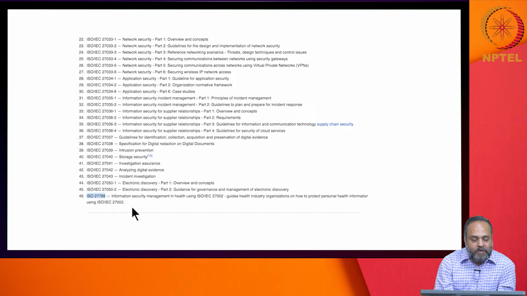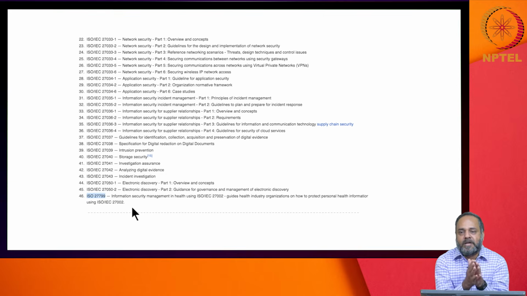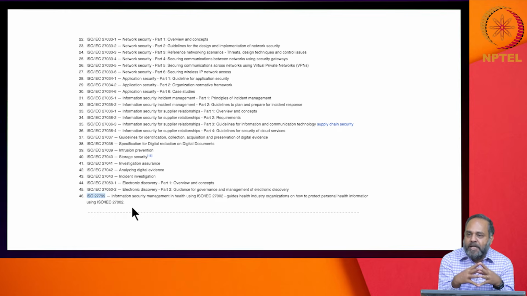ISO 27799 is a standard for information security management in health using ISO IEC 27002 guides. So the fundamental standard is 27002, but it has been customized, or it has been specified particularly for certain horizontals and verticals, I would say.